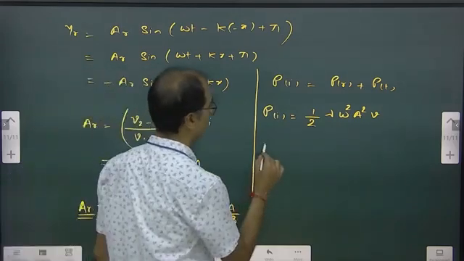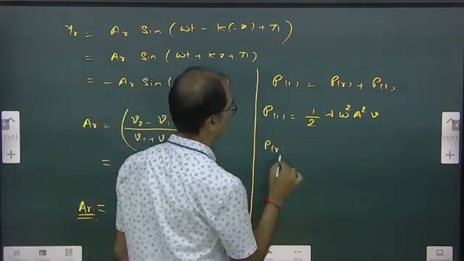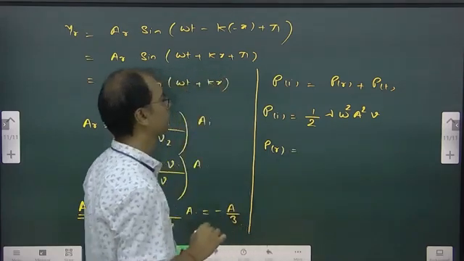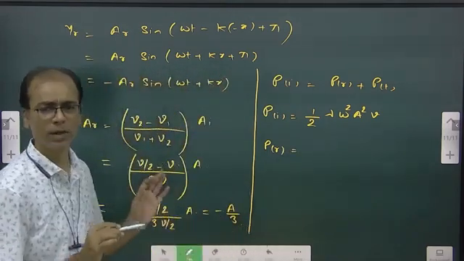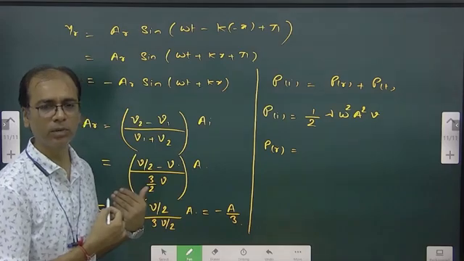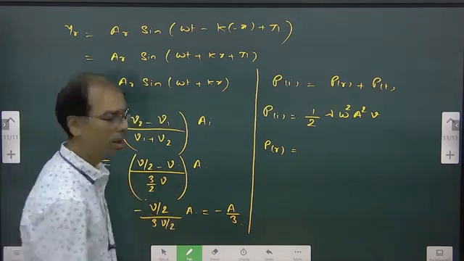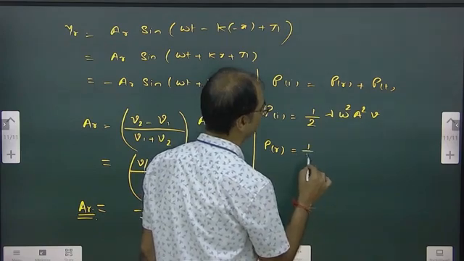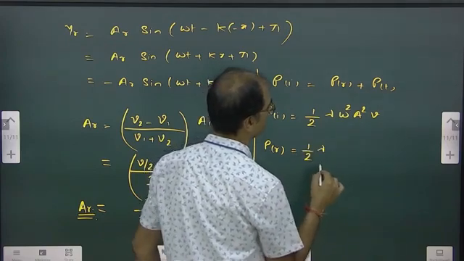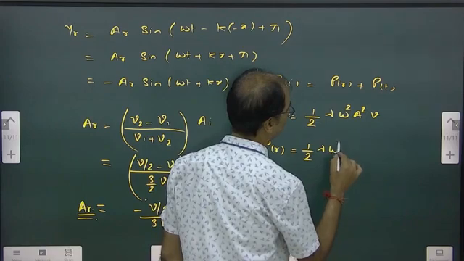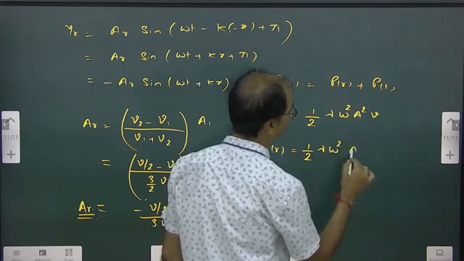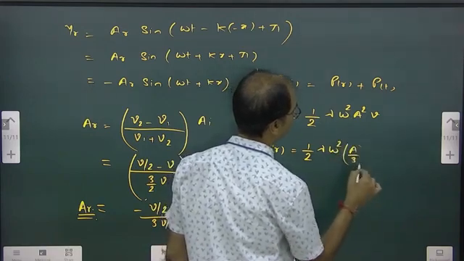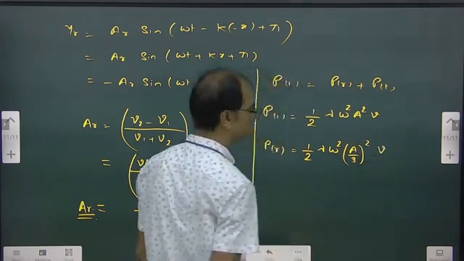What is the reflected one? I am writing the reflected one. The reflected one is again in the same string in which the incident one was there. What is different? Only A is different. Remaining all are the same. 1 by 2 lambda omega square is the same. A has become A by 3. V is V only.